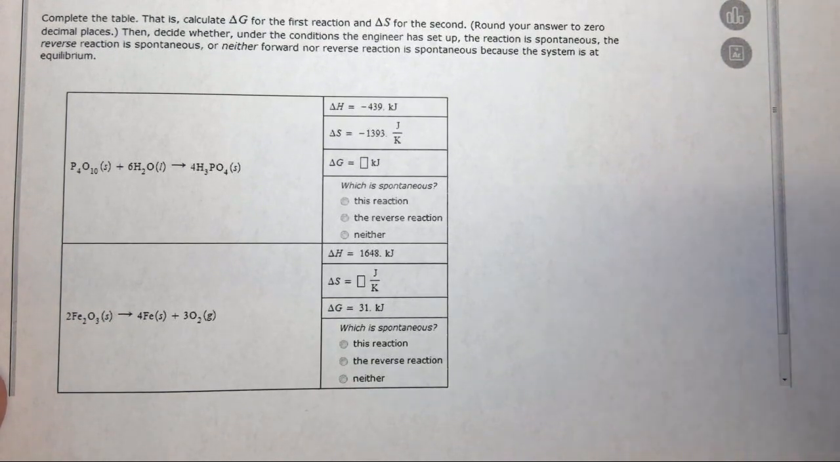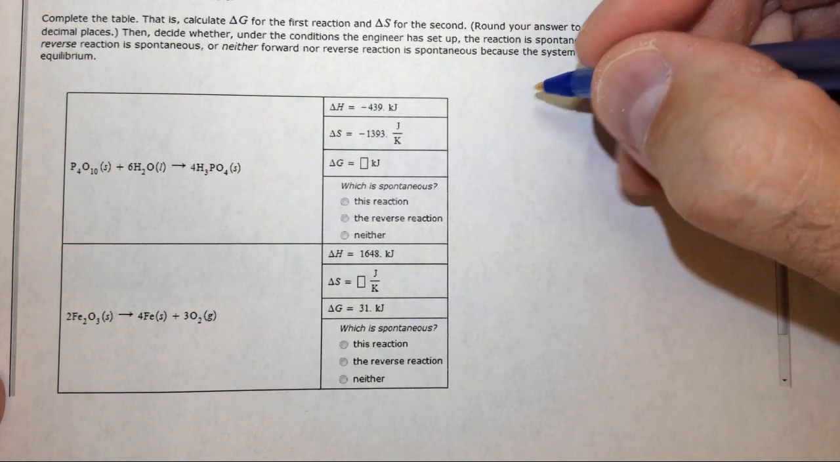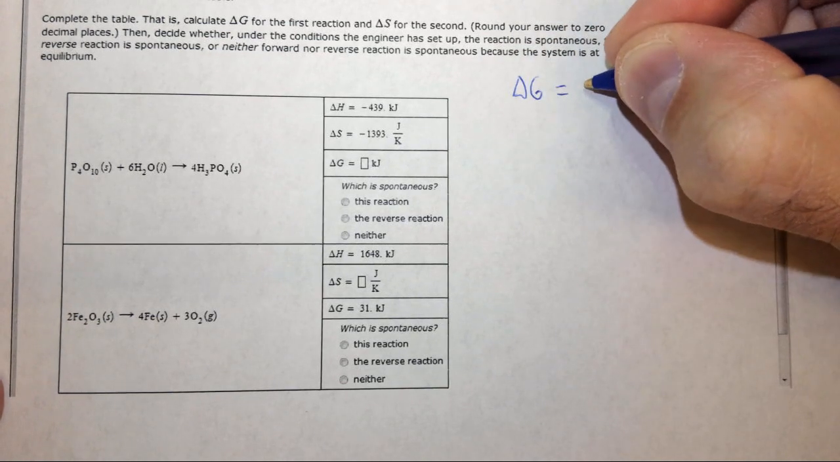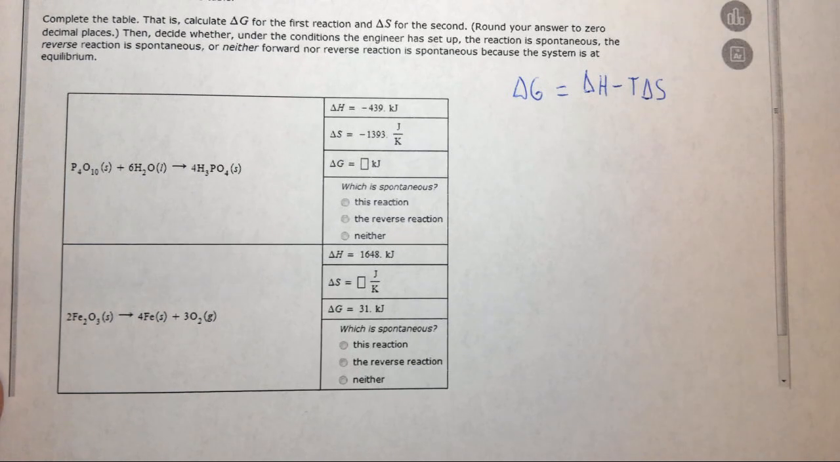So how do we calculate that? Well, free energy takes into account both the enthalpy and the entropy. And it is delta G equals delta H minus T delta S.